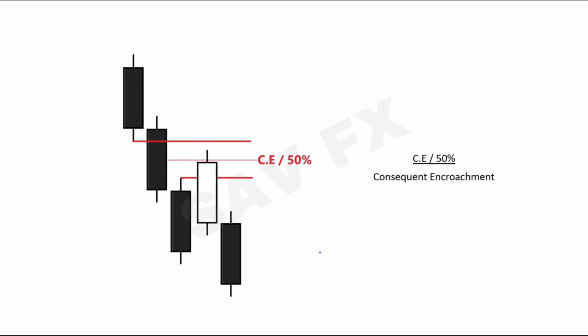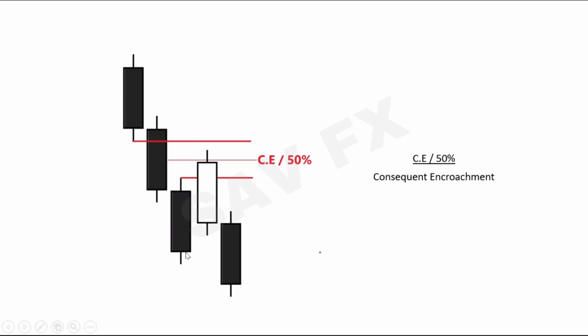So the 50% level of a fair value gap is not a mean threshold, it's a consequent encroachment level, right? And the rule with it is that price has pretty much three zones that you should focus on. If we're bearish, we have the high of the fair value gap, which is this right here. Then we have the low, right? We divide that in half. We have the consequent encroachment level, which is the 50% level. Price tends to target these areas. It likes respecting them or disrespecting them, right?